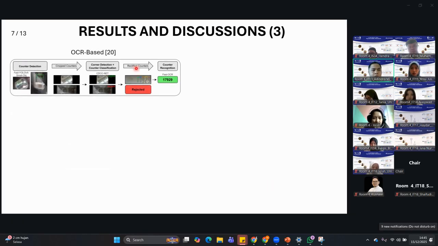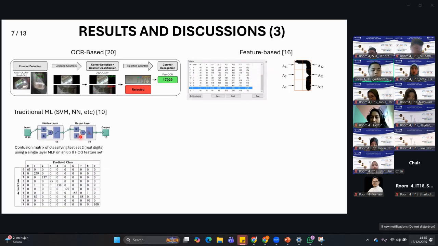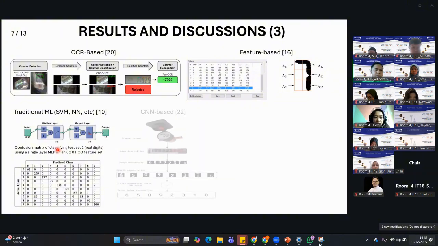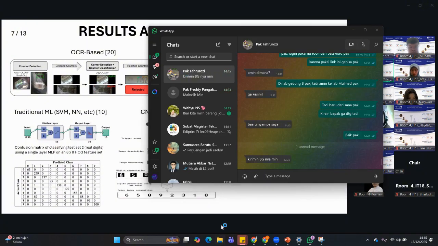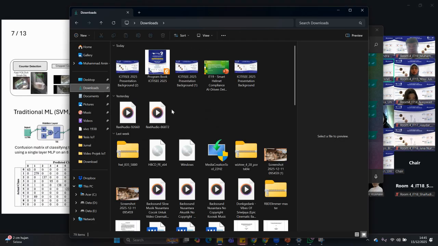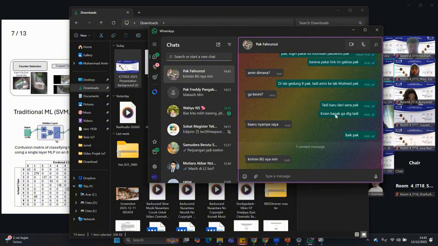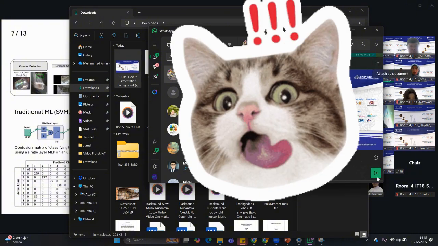This is an example of the OCR-based approach, and this is an example of recognition using a feature-based approach. This is an example using a traditional machine learning classifier. This is an example of a deep learning approach with CNN, and this is an example of YOLO-based detection for digit recognition.